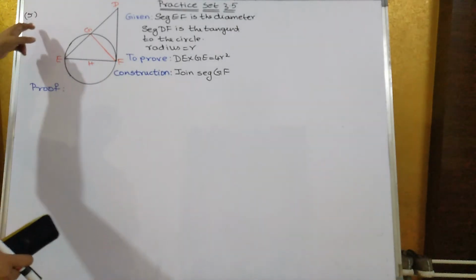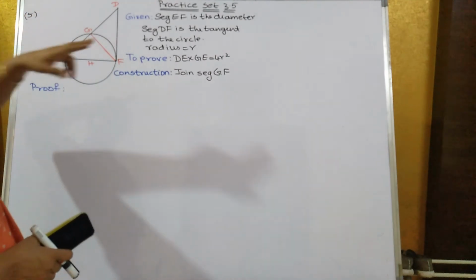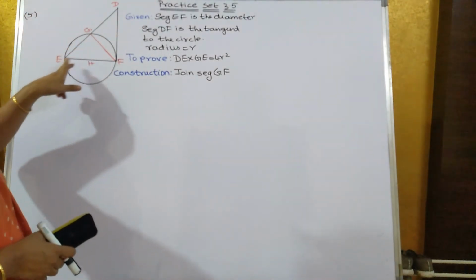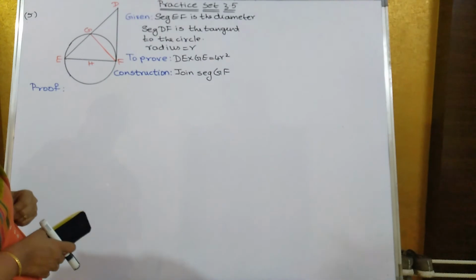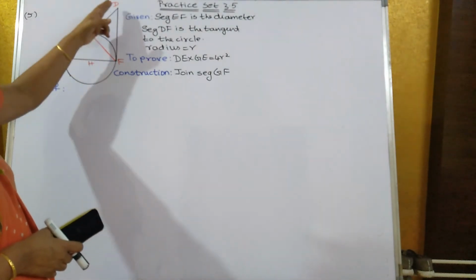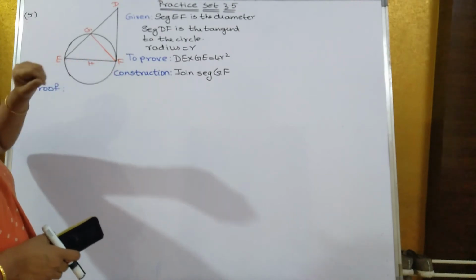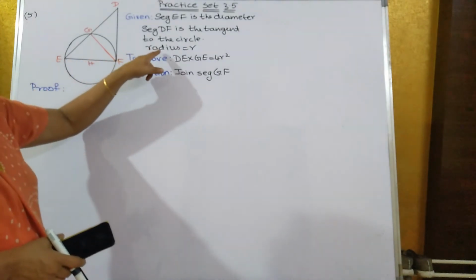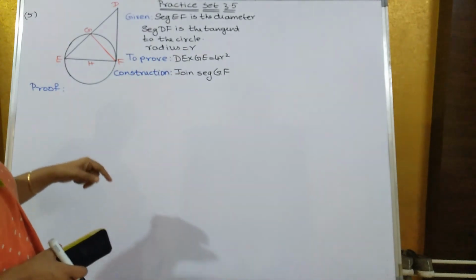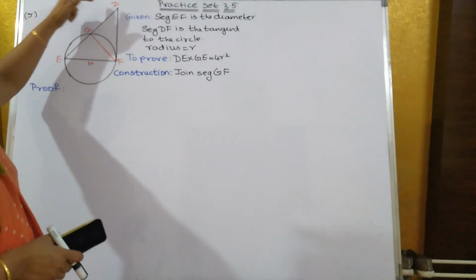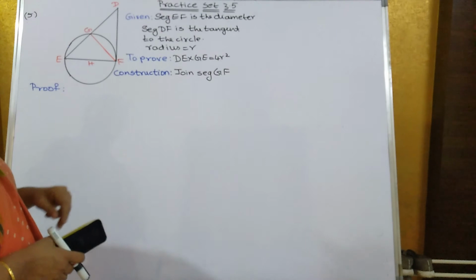Now sum number 5, practice set 3.5. It is given that segment EF is the diameter of the circle and DF is the tangent. So DF is the tangent and EF is the diameter, and what is the radius? Radius is equal to R. What we have to prove is that DE into GE is equal to 4R square.